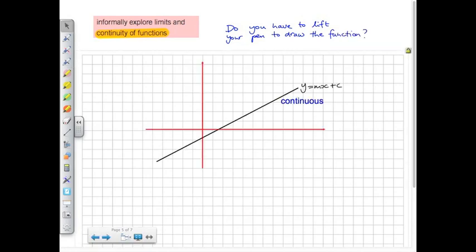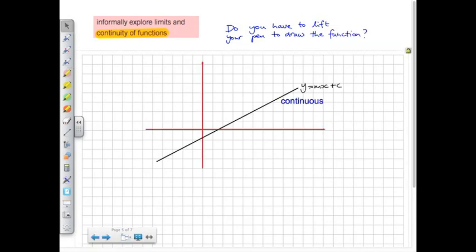Okay, now let's consider the idea of continuous or discontinuous functions. This relates to limits as well. It's not a formal proof, but to know if something is continuous or discontinuous, you ask the question: do you have to lift your pen to draw the function? If you do, it will be discontinuous.